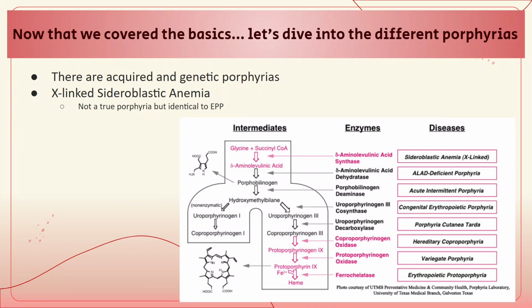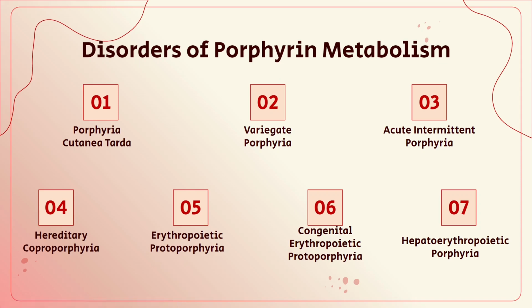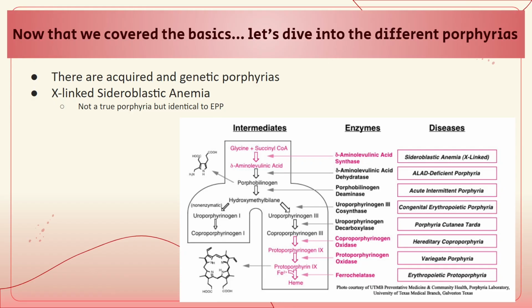All right, so we were covering some basics. We're going to go into some different porphyrias right now. There are acquired and genetic, so we'll go over some of that as well. X-linked sideroblastic anemia being the first, but is it actually a true porphyria? That's up for debate. But I'll have you know it does look almost identical to EPP.